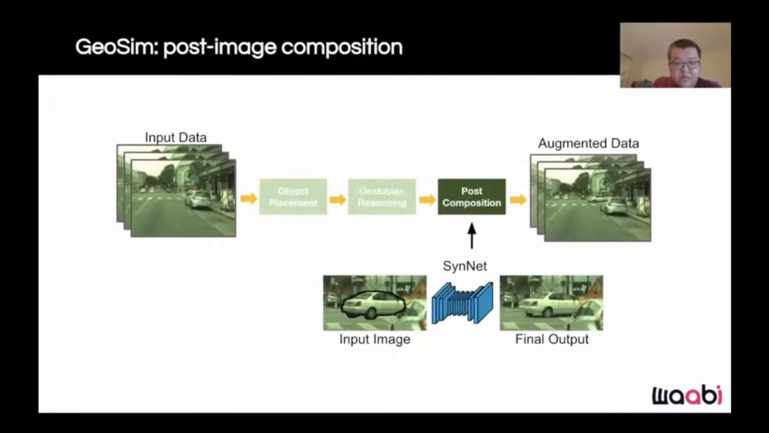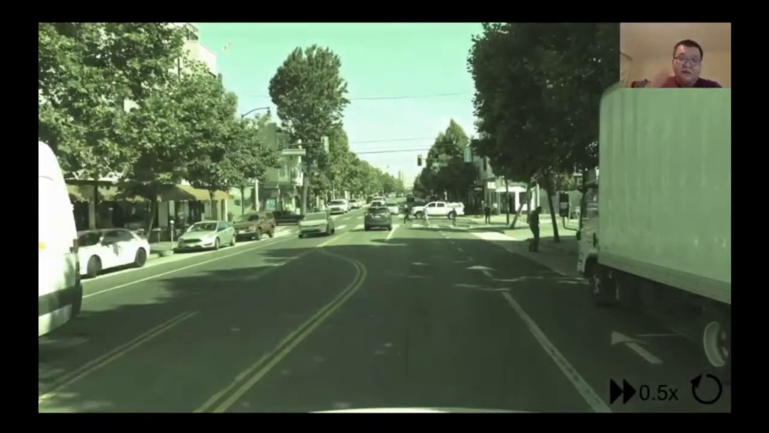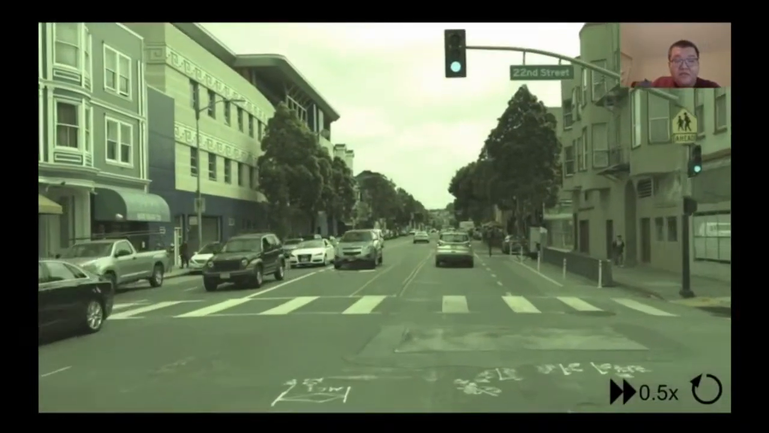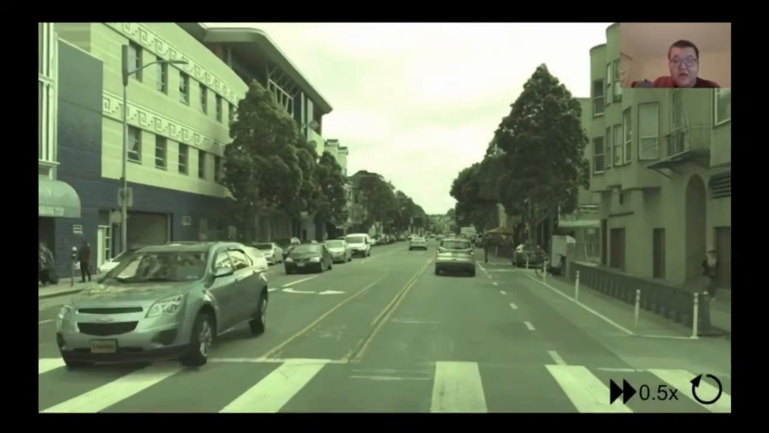And finally, we perform post-image composition. We use a synthesis network to handle inconsistent illumination and reduce the discrepancies at the boundary so that the vehicle fits in seamlessly. Here is an example of our approach applied to video simulation. Notice that our simulated objects are temporally coherent and the added vehicles obey traffic and have reasonable motion. And unlike 2D-based approaches, we can simulate consistently across reasonably long time horizons.